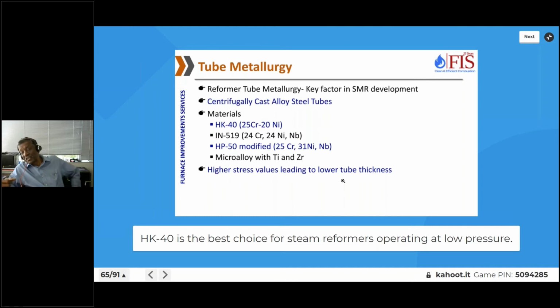And we are using this improvement in metallurgy to revamp reformers. Like if you have a HK40 tube, you go to HV modified or microalloy. Now you can keep the same OD, but you can use the lower thickness. And with that, you can put more catalyst. So you can increase the capacity of your reformer by going with lower thickness and improved metallurgy.